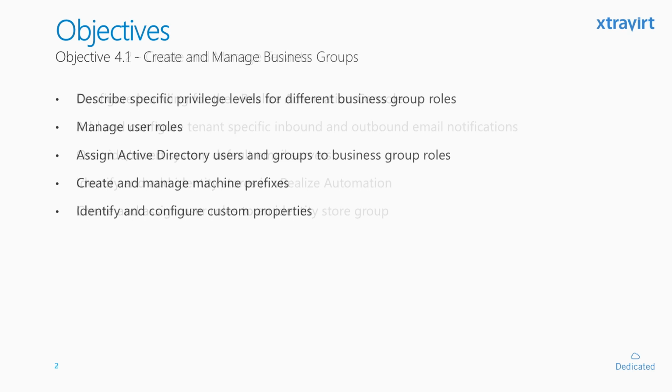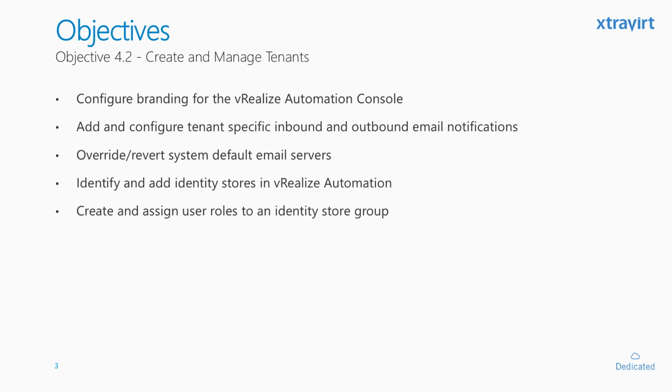So for Objective 4.2, create and manage tenants, we've got configure branding for the vRealize Automation console. Add and configure tenant-specific inbound and outbound email notifications. Override and revert system default email servers. Identify and add identity stores in vRA. And finally, create and assign user roles to an identity store group.